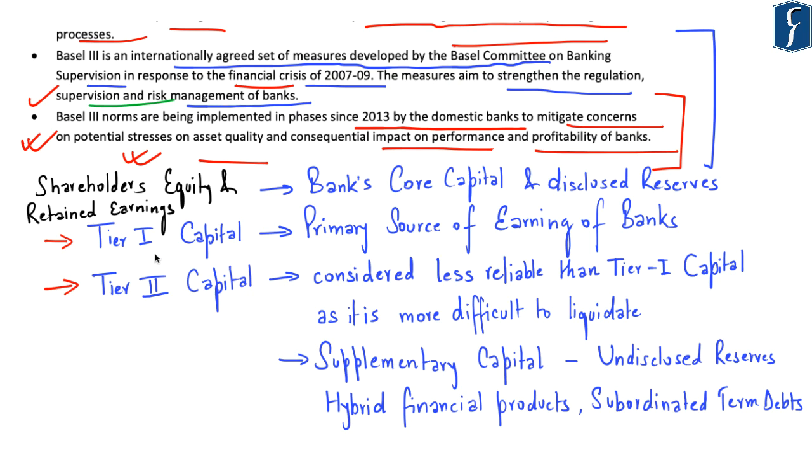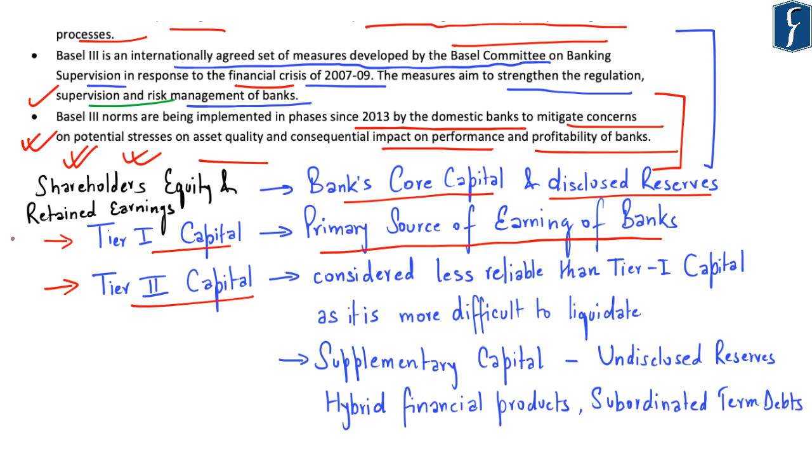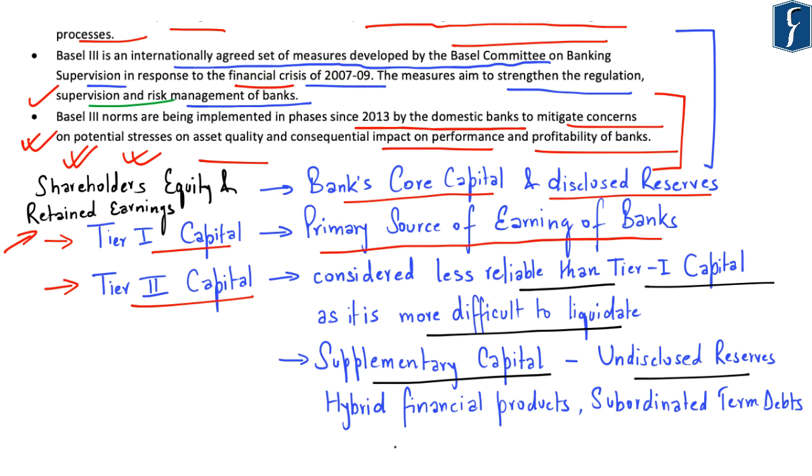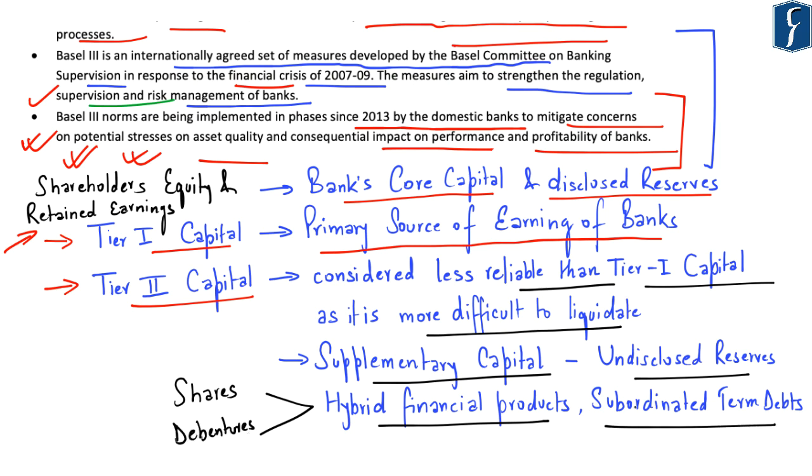Now, with respect to Tier 1 and Tier 2 capital, what you need to know is that Tier 1 capital is the primary source of earning of banks and they are banks' core capital and disclosed reserves, which is shown in the financial accounts of banks. And Tier 1 capital also includes shareholders' equity as well as retained earnings of the bank. Whereas Tier 2 capital can be said to be the supplementary capital of the banks and is considered less reliable as compared to Tier 1 capital, as Tier 2 capital is more difficult to liquidate. For example, undisclosed reserves, hybrid financial products, that is, such financial products having aspects of both shares as well as debentures, as well as certain subordinated term debts. So this is the basic difference with respect to Tier 1 and Tier 2 capital.